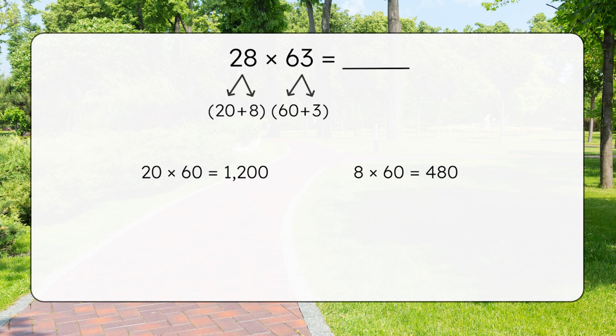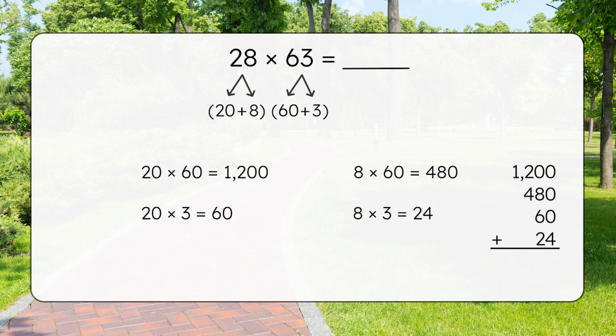Since we've already multiplied 20 and 8 by 60, we still need to multiply 20 and 8 by 3. We'll solve 20 times 3, which equals 60, and 8 times 3, which equals 24. Add up all our partial products, and we get a total of 1,764 silly straws.